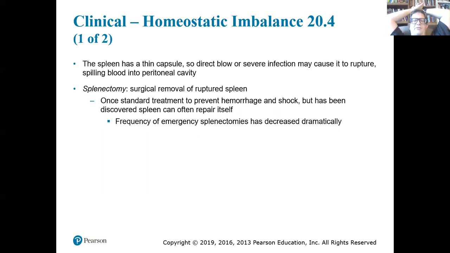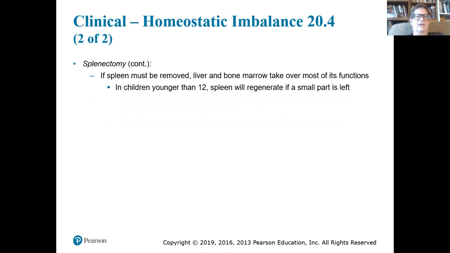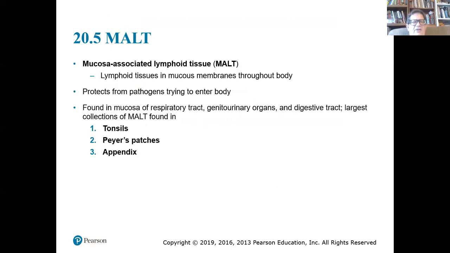And we used to think that was pretty standard, the way to go. Obviously, you can't let someone bleed out internally and die, so hemorrhage and shock. But we now know that the spleen can repair itself from some damage anyway. So emergency removal of spleen, that's less likely than it used to be. If the spleen has to be removed, then the liver and bone marrow have to be able to take over its functions. If someone's younger than 12, their spleen has all the stuff inside still to regenerate and grow back, if at least some of it is there.